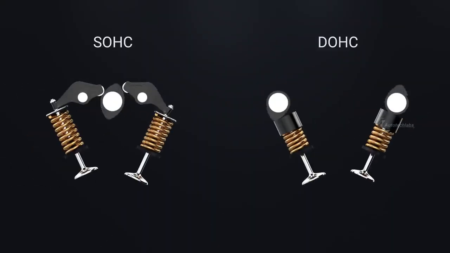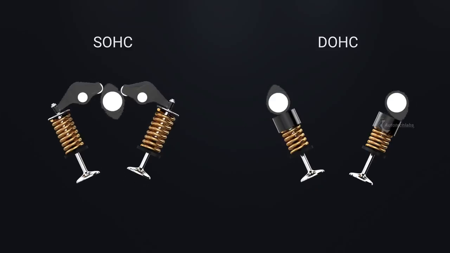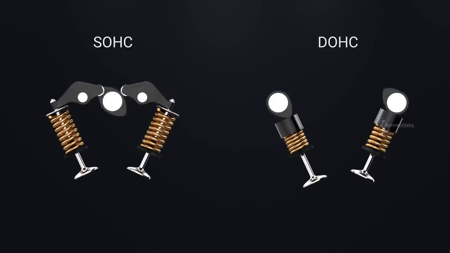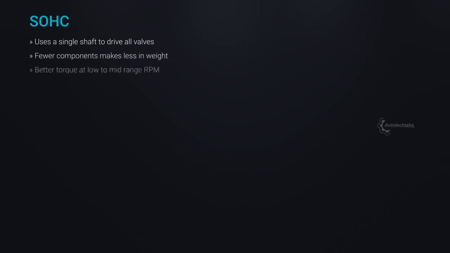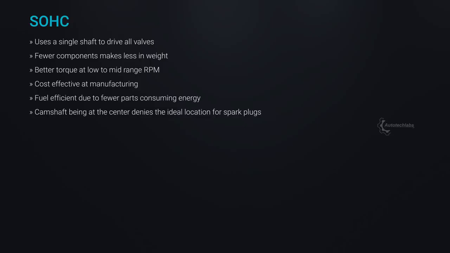When it comes to choosing between SOHC and DOHC engines, both have their own pros and cons. Let's look at some points briefing the presentation. SOHC uses a single shaft to drive all valves. Fewer components make less in weight. Better torque at low to mid-range RPM. Cost-effective at manufacturing. Fuel efficient due to fewer parts consuming energy. Camshaft being at the center denies the ideal location for spark plugs.